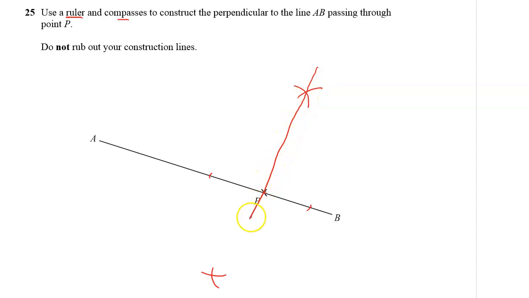Then you join the 2 points such that they pass through P. You are using a ruler. Unfortunately, I don't have a ruler. So these 2 arcs should cross somewhere there. So that's how you construct a perpendicular line. Perpendicular means that it makes an angle of 90. This line you have drawn should make an angle of 90 with line AB.